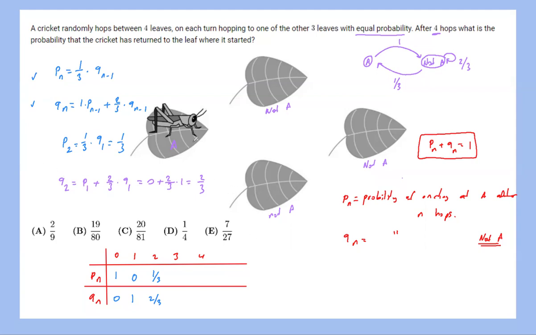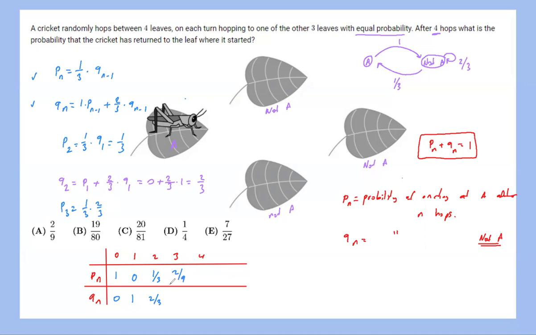Now if I want to find P3, P3 is 1/3 times Q of n minus 1. N minus 1 is going to be 2, because that's just one less. So that will be Q2. Q2 is equal to this guy, which is 2/3. If you multiply, you get 2/9. So that means this is 2/9.